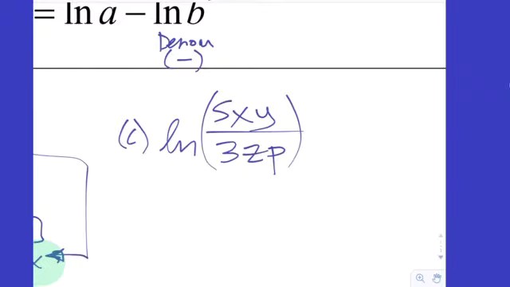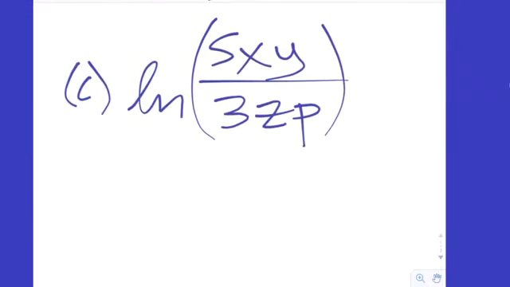You don't have a denominator anymore. When you expand it out, you just have a list of terms. All right, let's see how y'all did this.